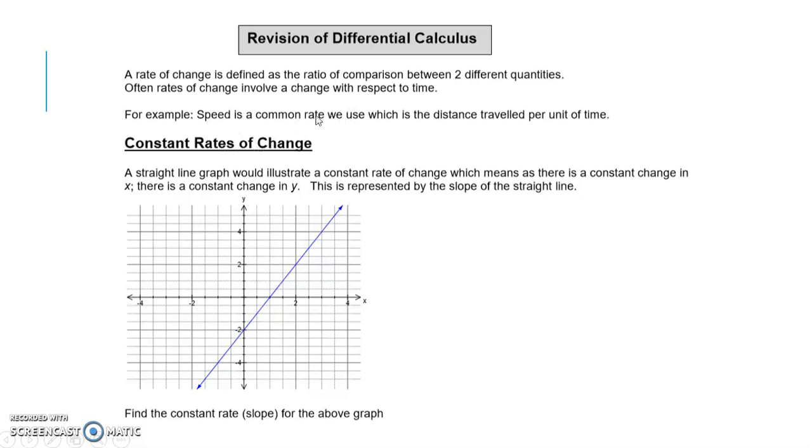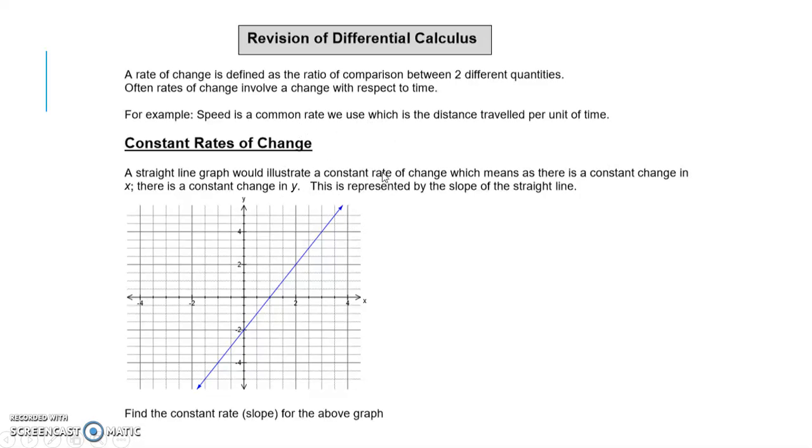Often speed is a common rate that we use, speed, acceleration, and speed is just a distance travelled per unit of time. So it might be how many meters you've travelled per second, or it might be how many kilometers you've travelled per hour. So speed is a common rate that we want to find.